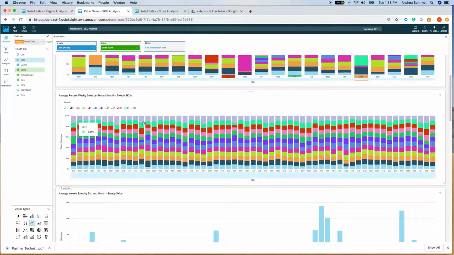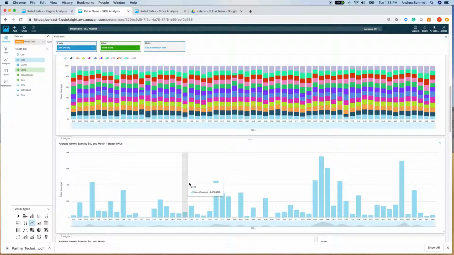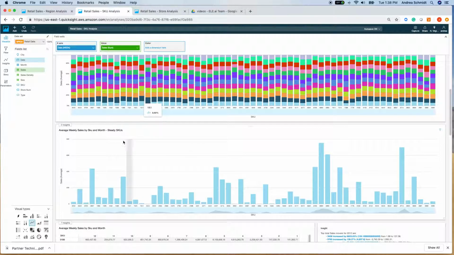And since this is percent sales throughout the year, I might want to compare it to absolute sales. And you could see these high spikes. 6899 is a good high selling item that sells almost equally throughout the entire year. So that's important for purchasing and planning and making sure these SKUs are stocked. They're very important SKUs.